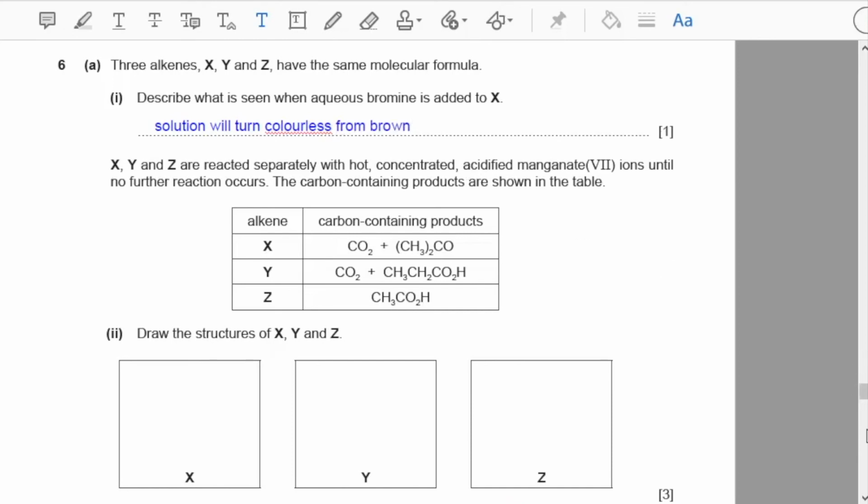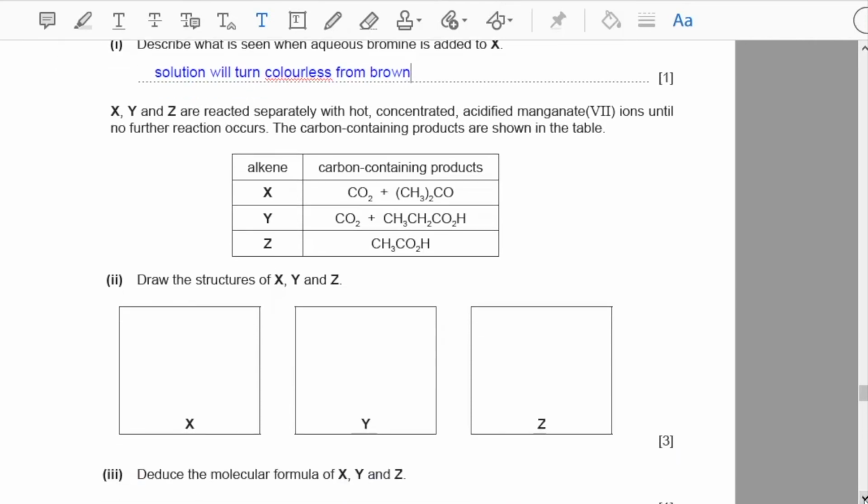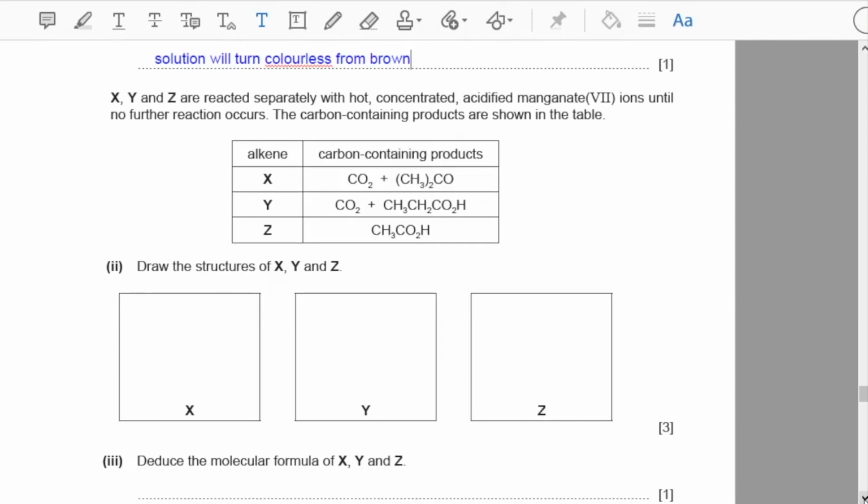X, Y, and Z are reacted separately with hot concentrated acidified manganate ions until no further reaction occurs. The carbon-containing products are shown in the table. Part 2. Draw the structures of X, Y, and Z. So the rule is, when there is a carbon-to-carbon double bond and this carbon atom is bonded to two hydrogen atoms, when this kind of structure reacts with hot KMnO4, this will only produce carbon dioxide.